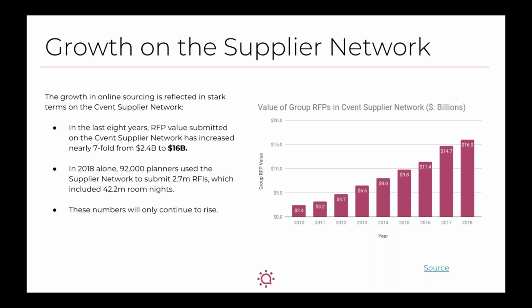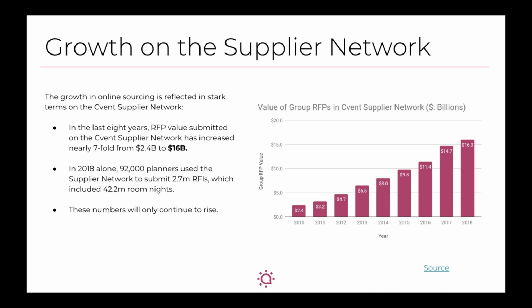All right, so a plug on the Cvent Supplier Network, which I'm sure you are all familiar with. We see that growth in online sourcing reflected in the very fast-paced growth in the Cvent Supplier Network, right? You can see on the chart on the right, the value of group RFPs in the CSN has increased to just over 16 billion annually, which is crazy. In the last 8 years, the RFP value has increased nearly sevenfold.